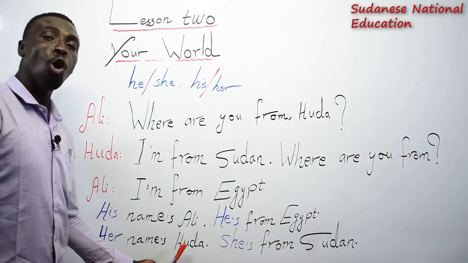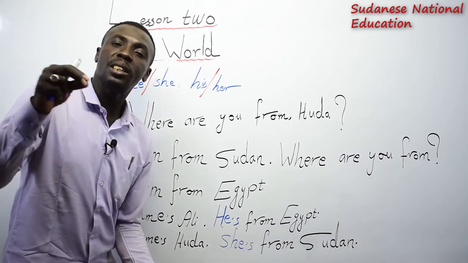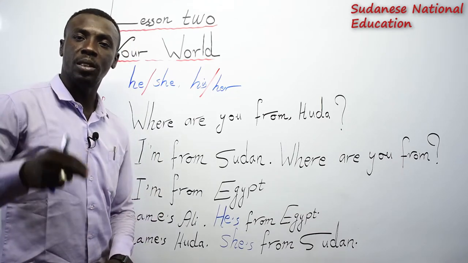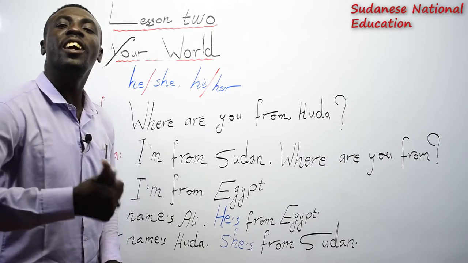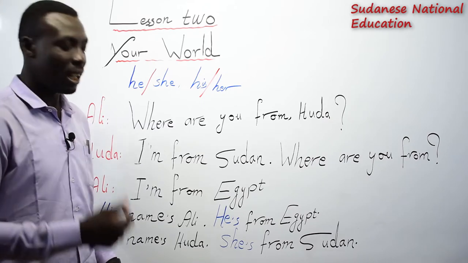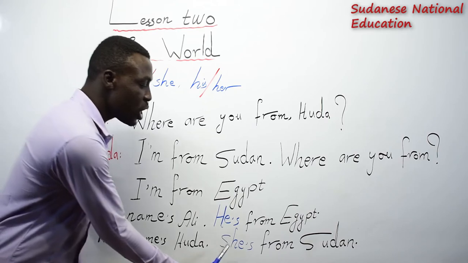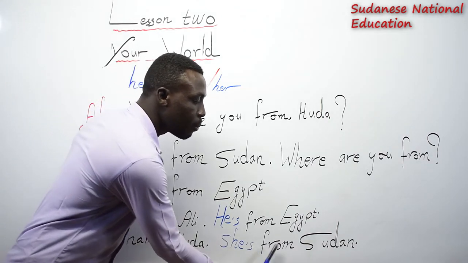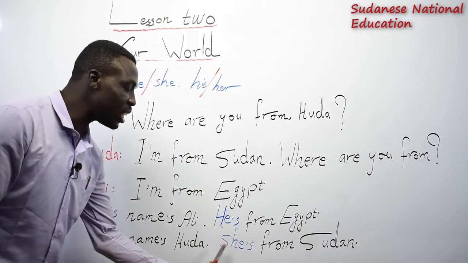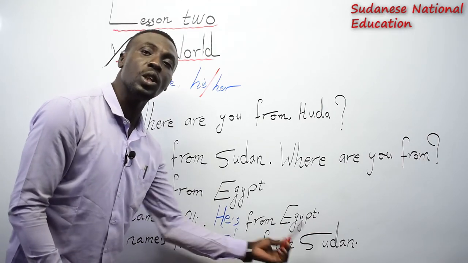Her name's Huda. My sister's name is Huda. I am Ibrahim. My sister is Huda. Her name's Huda. She's from Sudan.